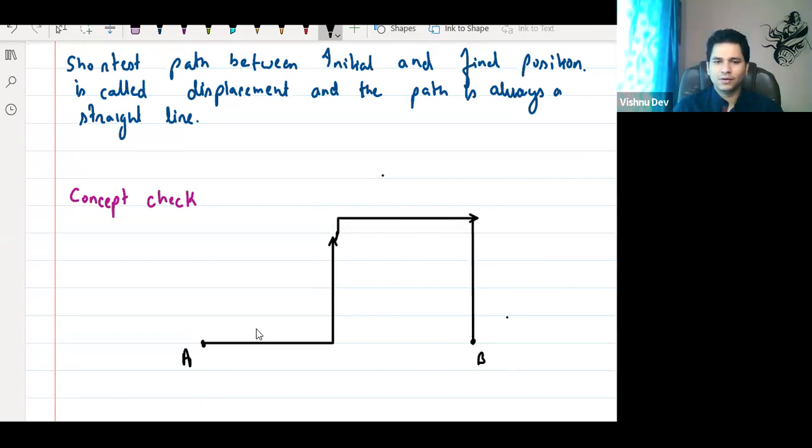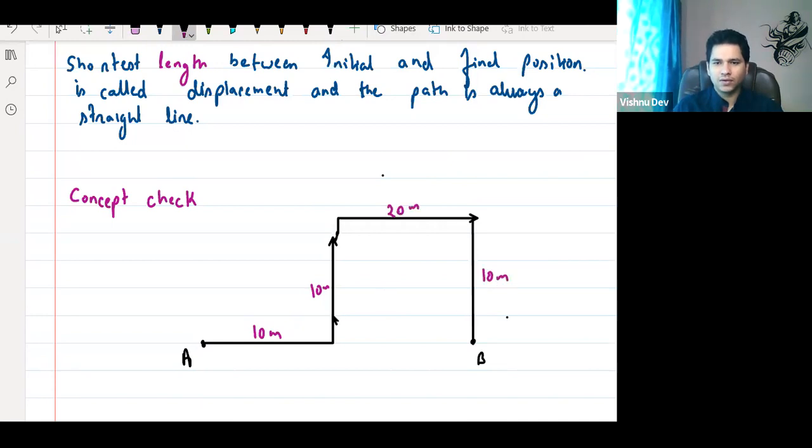So I can say, right? Again, instead of shortest path, it is better to write shortest length. Write shortest length. Okay? Suppose this is 10 meter. This is also 10 meter. This is 20 meter. This is also 10 meter.